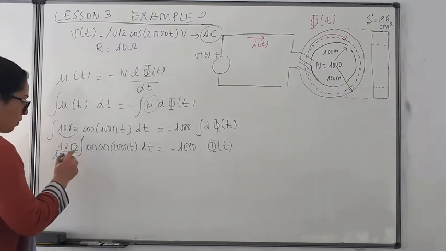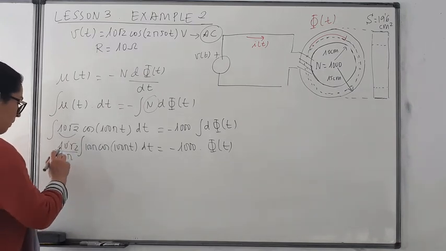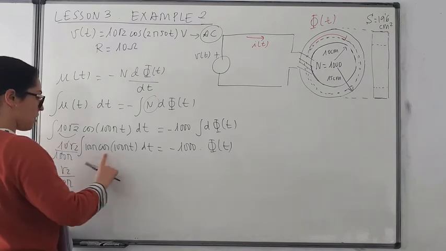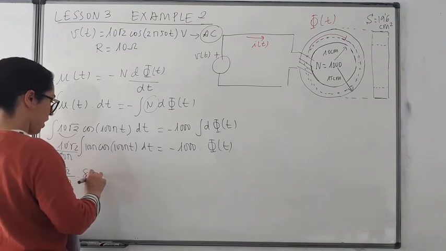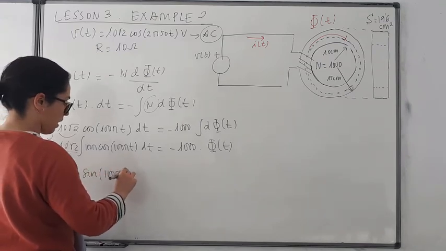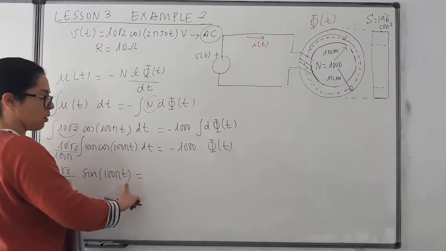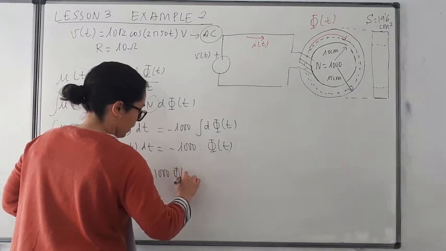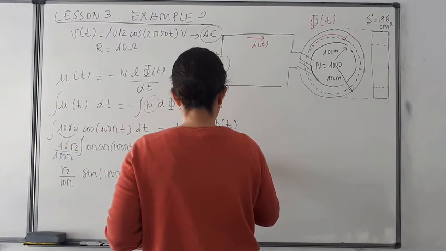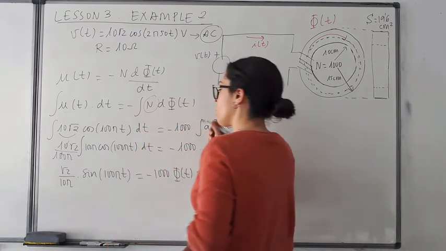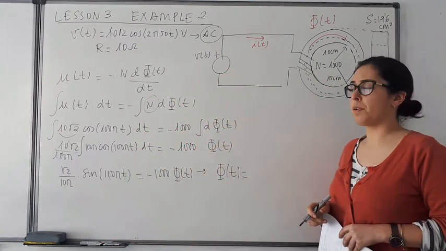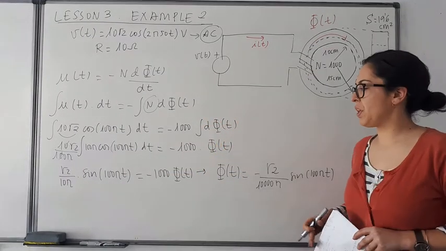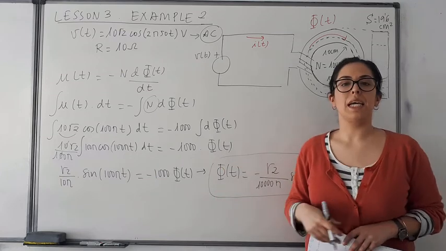So if you simplify here, you are going to have square root of 2 divided by 10 pi, and this integral gives the sine of 100 pi multiplied by the time, and here minus 1000 and the magnetic flux. So at the end, the magnetic flux now is not constant anymore. It depends on time. And this is the expression for the magnetic flux.